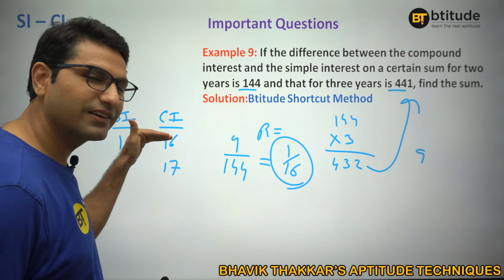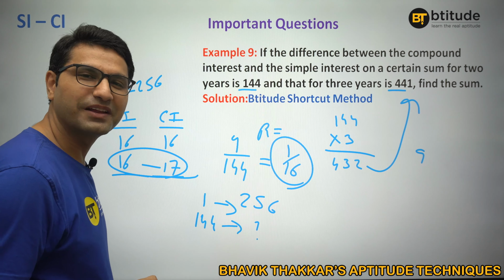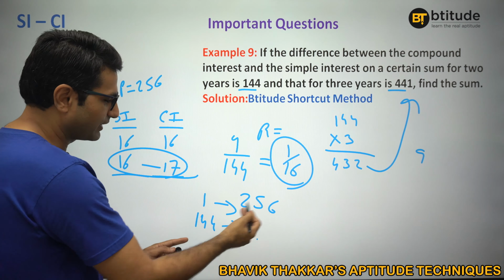So now try to understand when the difference between SI and CI is 1, then principal has to be 256. But here the difference for 2 years was 144. What will be the principal? Yes, again it's a bit of calculation. 256 multiplied by 144, right? You will have to do it, but then no other way around, right? Actually this is 200 minus 56, this is 200 plus 56. So here you can also understand one thing, a minus b, a plus b is 200 square minus 56 square, right?